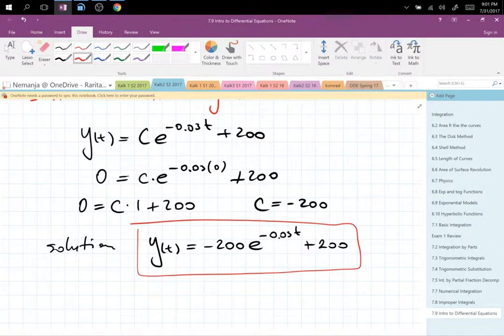Now observe what's happening here. When t is equal to 0, you get e to the 0 is 1, minus 200 plus 200 cancels out, 0 drug in the system. Let the t go forward in hours. T equals 1, we get how much drug? T equals 2, we get how much drug?